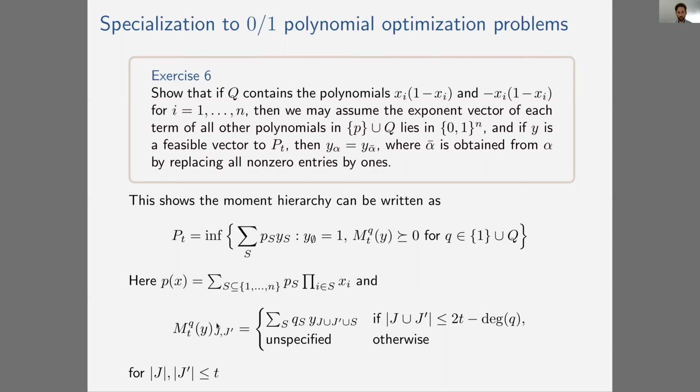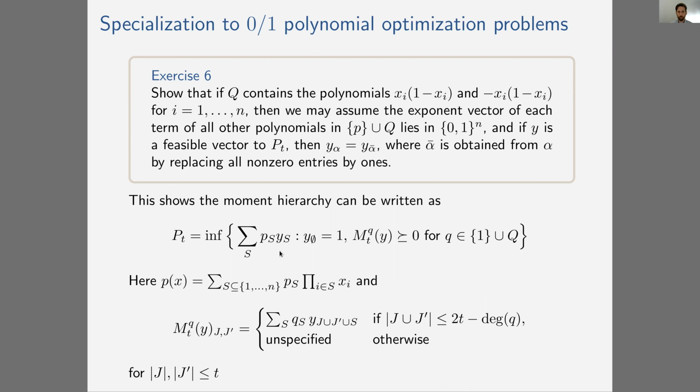Now for the moment matrix, the notation also changes a little bit. Instead of indexing by exponent vectors, we index by subsets. And by the way, I also used the strengthening here that we saw in the previous slide. And then the sum is also a bit different. So instead of using exponent vectors, we use sets and unions.